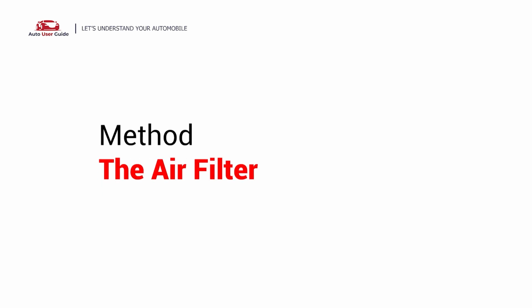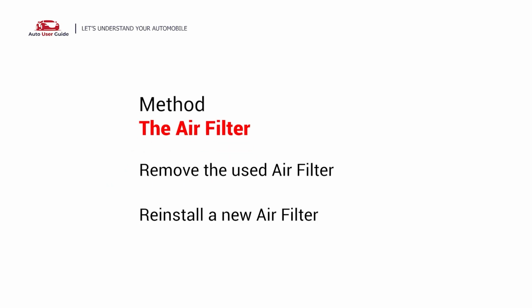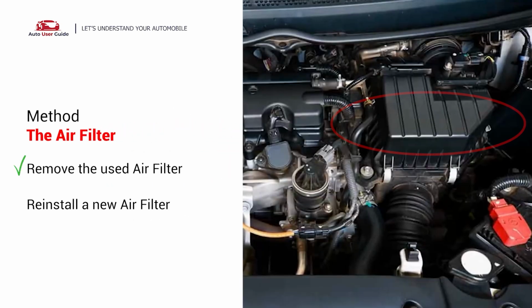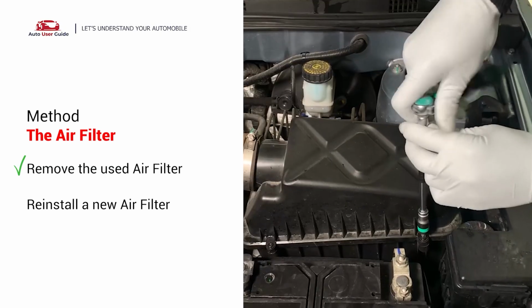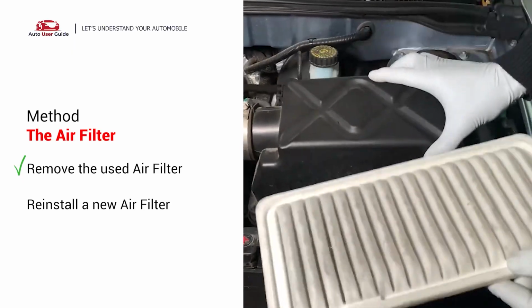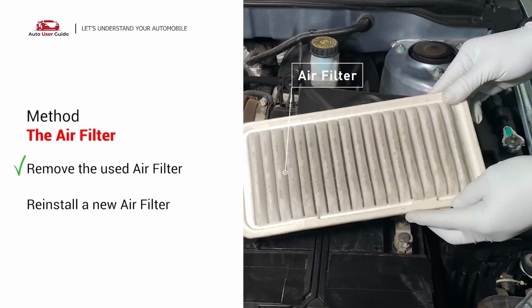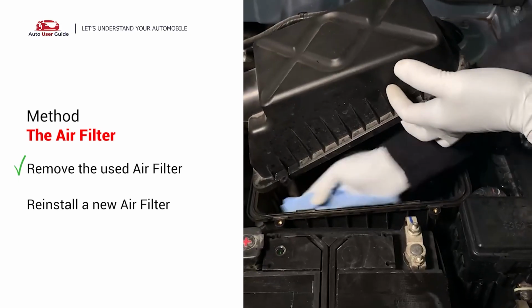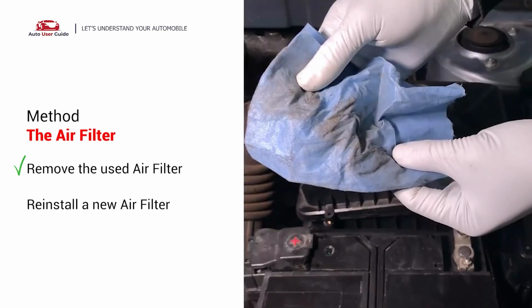The air filter. Find the air filter housing. It's usually a black plastic box. Open the cover to see the air filter inside. Take out the old filter and remember how it was placed. Clean out any dirt or debris inside.